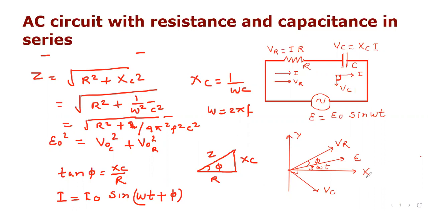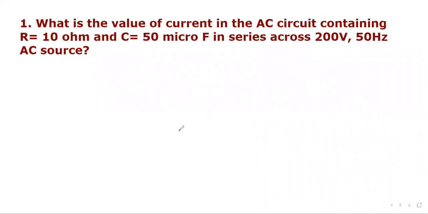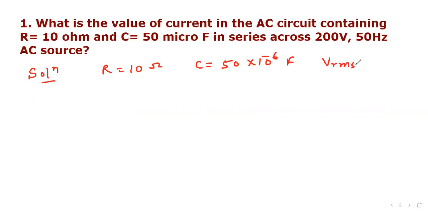Now, let's understand the same concept with the help of some numericals. So, question number one. What is the value of current in an AC circuit containing R equal to 10 ohm, C equal to 50 microfarad in series across a 200 volt 50 hertz AC source? So we are given R equal to 10 ohm, C equal to 50 microfarad, that means 50 into 10 power minus 6 farad, applied voltage, that is VRMS, is 200 volt, and frequency is given as 50 hertz.